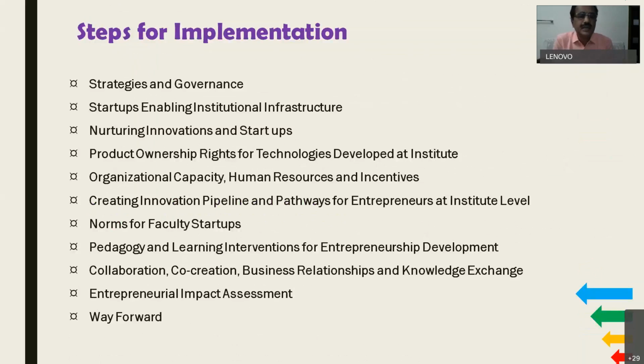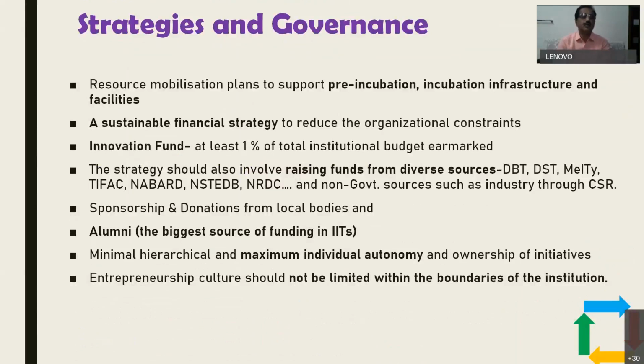Then these are all the steps which I will very briefly go through. If you see the entire policy document, it is divided under these subheadings: the strategies and governance, and startup-enabling institutional infrastructure. Then how do we nurture innovations and startups? And what are the product ownership rights for technologies developed at the institute, and organizational capacity, human resources and incentives, creating innovation pipeline and pathways for entrepreneurs at the institute level, norms for faculty startups, pedagogy and learning interventions for entrepreneurship development, collaboration, co-creation, business relationships and knowledge exchange, entrepreneurial impact assessment and way forward. So let's very briefly see all these points in order to demystify the entire policy.